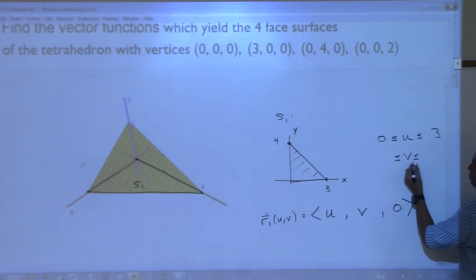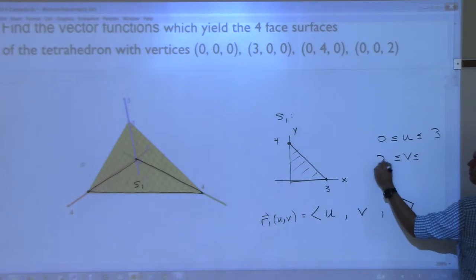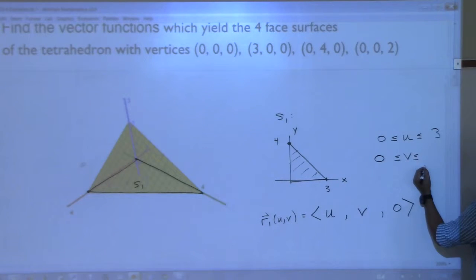But you want my v to do what? The v can vary between 0 and negative 4/3 u plus 4. So why not just 4? Because that will draw a rectangle. That would draw a rectangle. Does everyone agree with that?